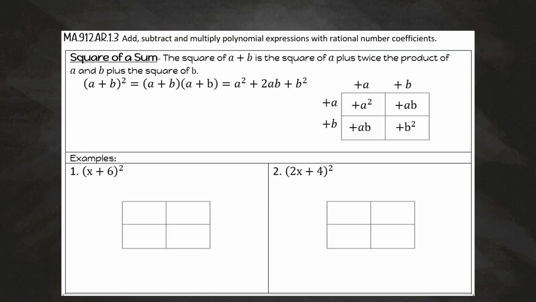All right, so the square of a sum, that's the square of a plus b, is the square of a plus twice the product of a and b plus the square of b. So what this is saying is that if I have a plus b squared, it is equal to a plus b multiplied by a plus b. So a binomial times a binomial. Now what happens here is that we end up getting this middle term, because we have ab and we have ab, that resulted from multiplying b times a and a times b. So our middle term here is positive.